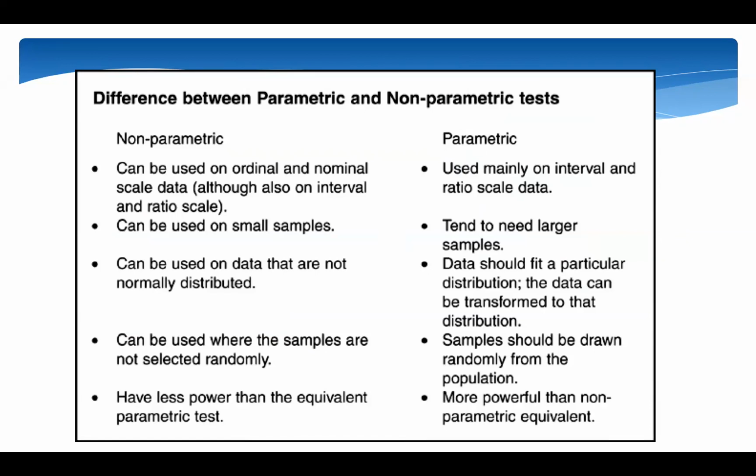Samples should be drawn randomly from the population. That is very important, so that it covers different types of people in the population. Here, the samples need not necessarily be randomly selected. And parametric is more powerful. Why? Because of the reliability.